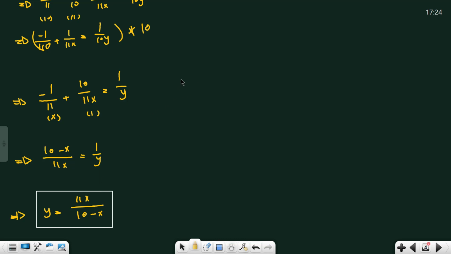So after 3, what comes after 3? 5. So 5 multiplied by 11 is 55, and 10 minus 5 is 5. To simplify, I will get 11. So it means 5 and 11 are relatively prime, because both of them are prime. If I try more and more, I cannot get other relatively prime numbers. So this one is the only answer, which means 5 and 11.